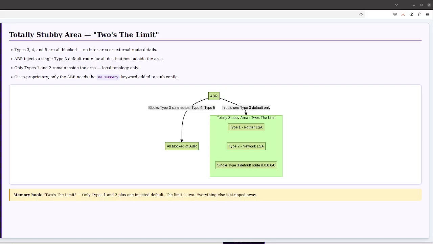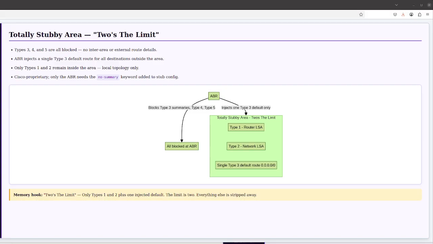With Type 3 LSAs also blocked, routers inside a totally stubby area have no knowledge of any other OSPF area's subnets. Their routing table is extremely lean. The ABR injects one single Type 3 LSA representing the default route 0.0.0.0/0, and routers use that for everything outside their local area, whether the destination is in another OSPF area or an external network entirely. This produces the smallest possible LSDB and routing table, which is ideal for remote branch offices with a single uplink.